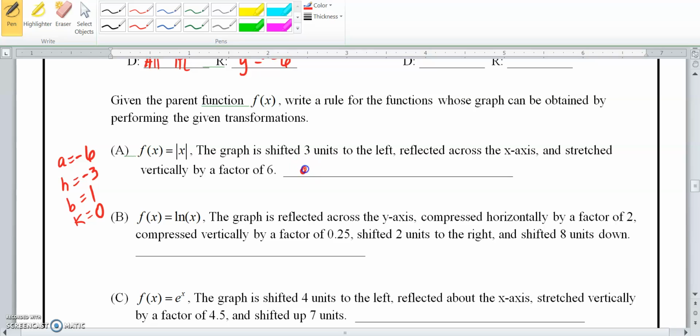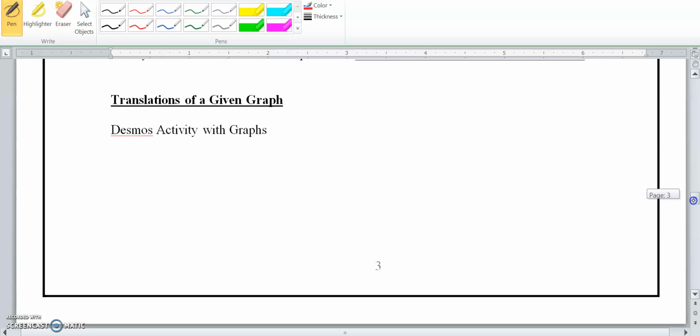So f of x, our new f of x, you know what, I'm going to call it g of x. So our original absolute value of x becomes, well, negative 6 out front of the absolute value. Instead of x minus h, it's x minus negative 3. And that's it. We have no b term, we have no a term. So you would continue to do the same thing down the line, b and c.